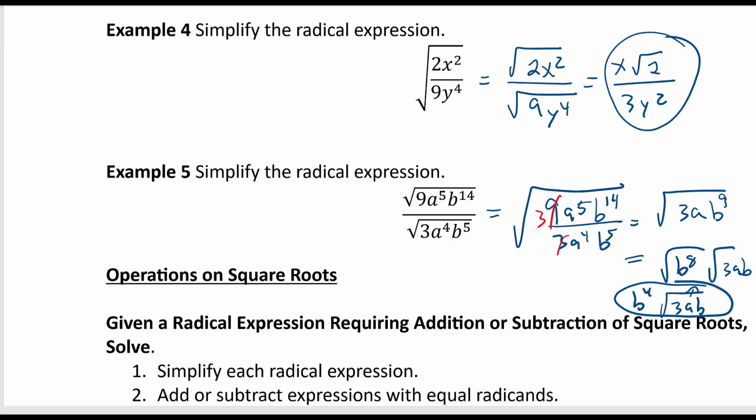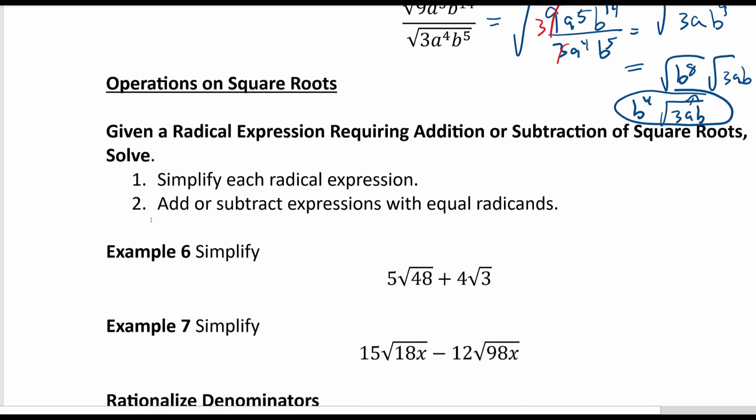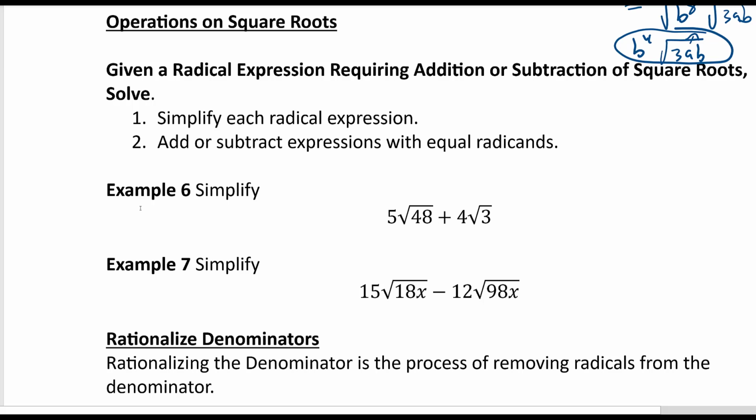So operations on square roots. Given a radical expression requiring addition or subtraction of square roots, solve. Simplify each radical expression, then add or subtract expressions with equal radicands. So right now these don't look like equal radicands, but 48 is 3 times 16.